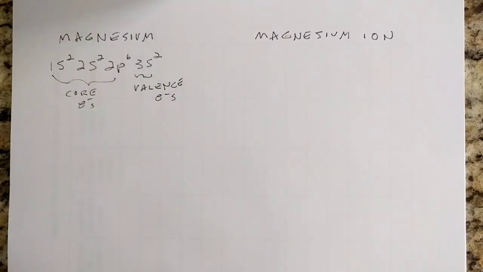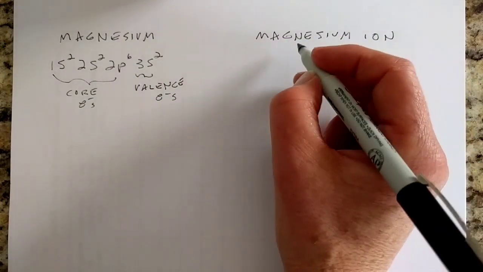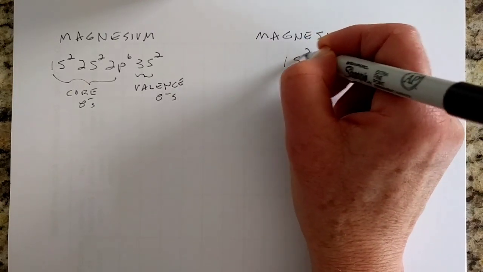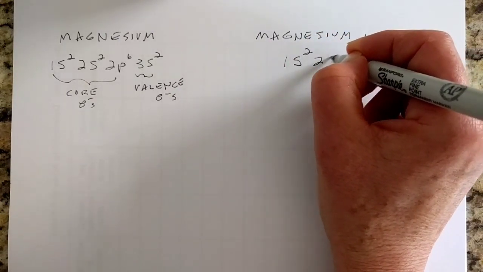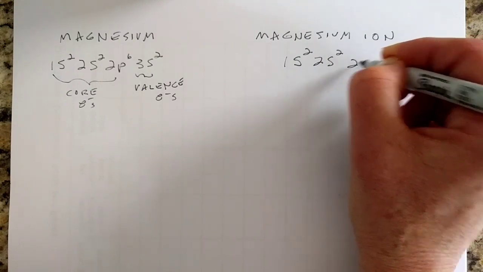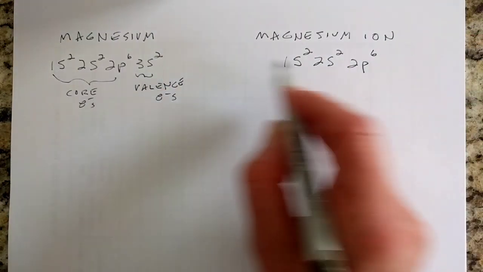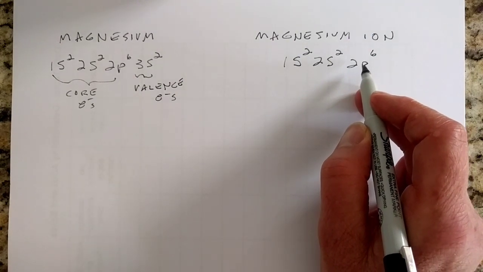All right, so magnesium, when it becomes an ion, is going to lose the valence electrons. So we have 1s2, 2s2, 2p6 for the configuration. We don't have the valence electrons anymore.